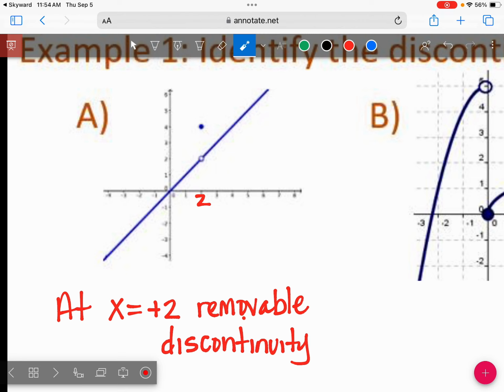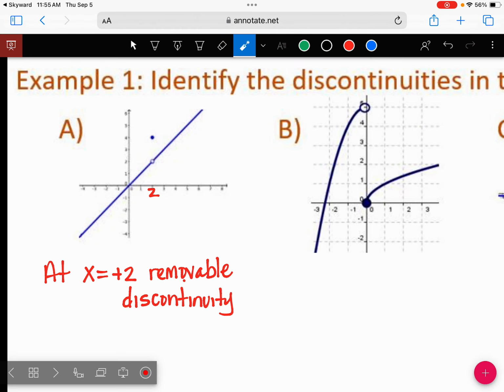The other thing I like to think of is that this is like a sidewalk. If you're walking on the sidewalk, we just have to hop over the hole. When it's a jump, like we have in question B, if I'm walking, in order to get to the next graph, do you see it's a jump? You can't just step over that. You have to jump. So this has a jump at what x equals? At x equals 0, we have a jump.